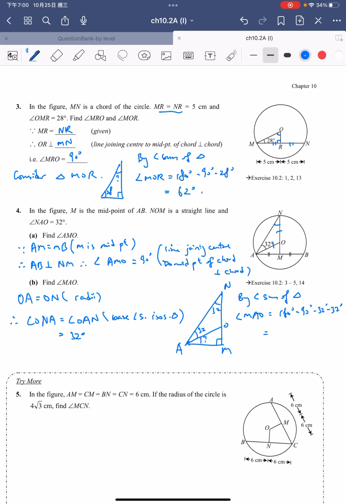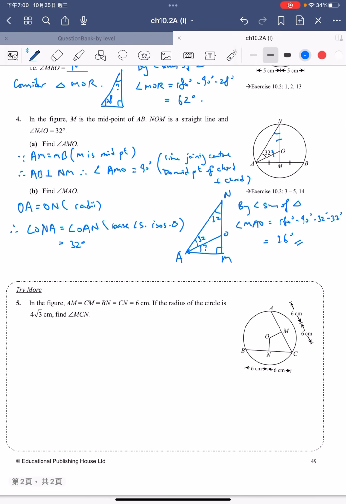So now we have 90 minus 64, and the answer is going to be equal to 26 degrees. Alright, so the last one is going to be homework.